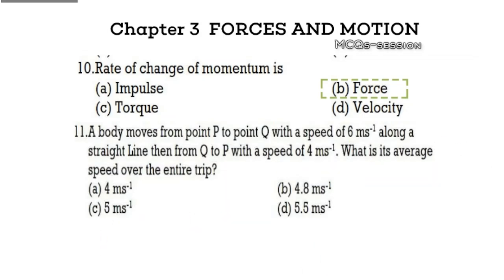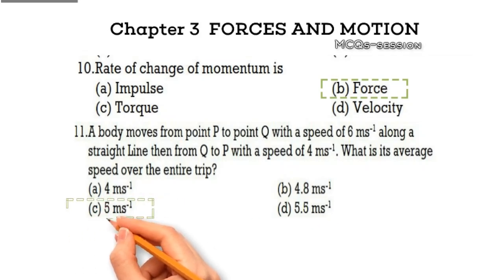Question 11. A body moves from point P to point Q with a speed of 6 meters per second, then returns from Q to P with a speed of 4 meters per second. What is its average speed over the entire trip? Options: A. 4 meters per second, B. 4.8 meters per second, C. 5 meters per second, D. 5.5 meters per second. Pause the video and guess the correct answer.